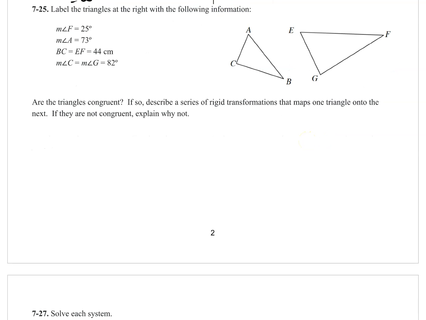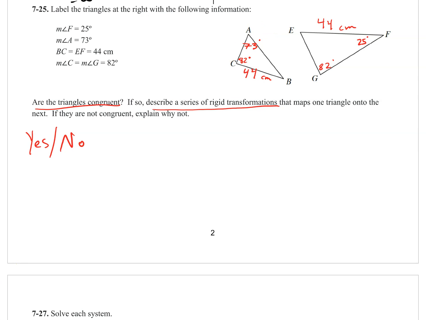7-25. Label the triangles at the right with the following information. The measure of angle F is 25 degrees. The measure of angle A is 73 degrees. Line segment BC has length 44 centimeters, and that's also the same as EF. Measure of angle C is 82. Measure of angle G, 82. Are they congruent? Yes or no? If so, describe a series of rigid transformations.